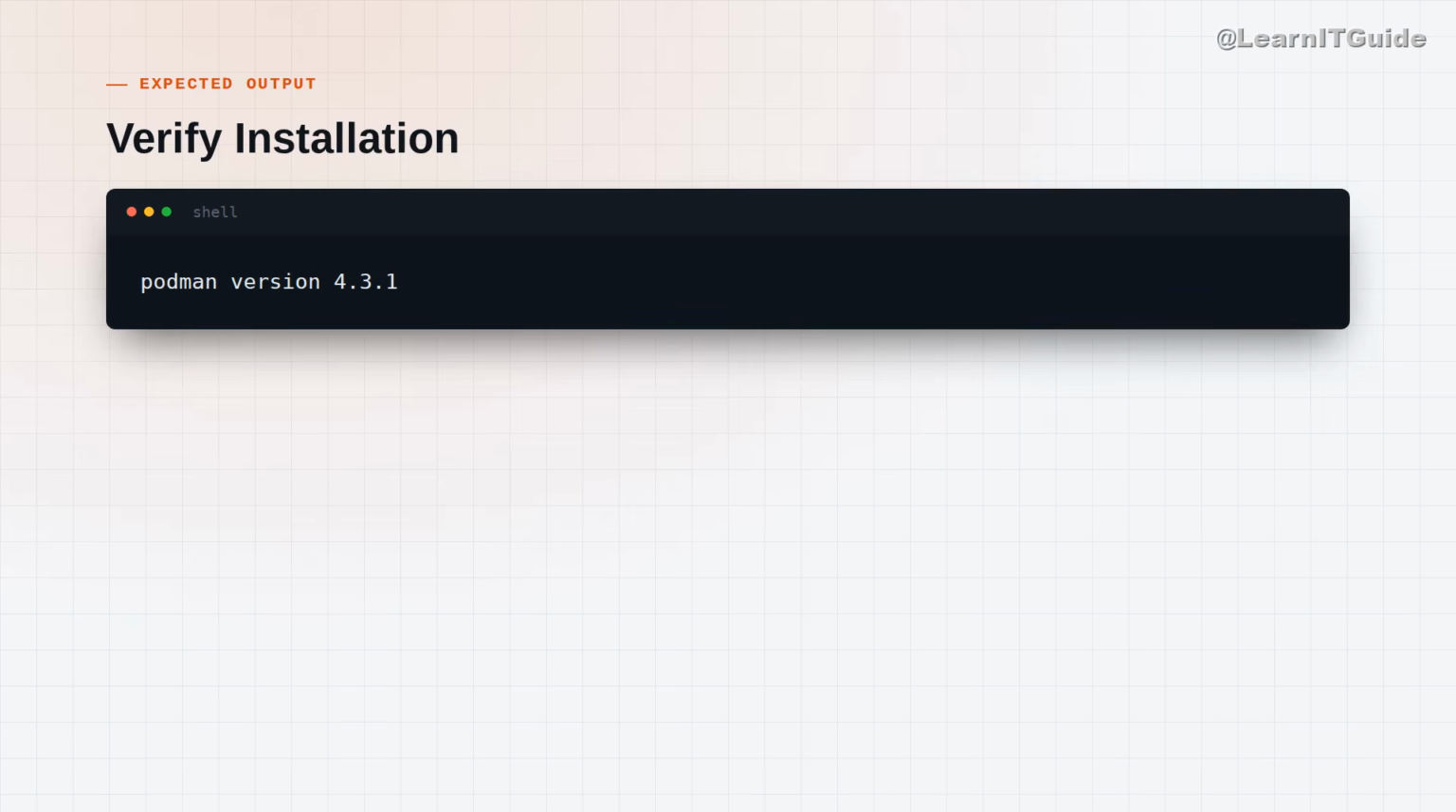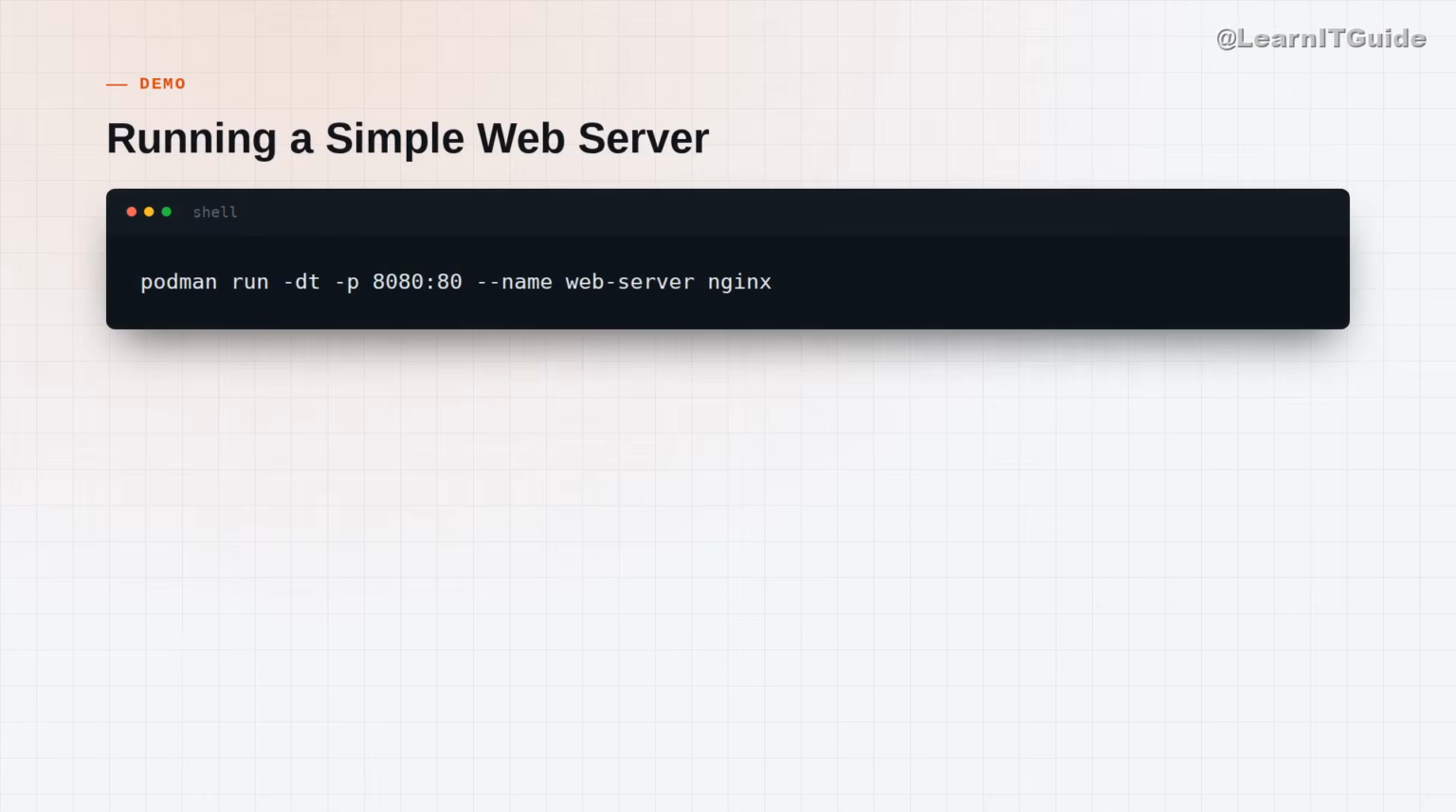Now that we have the tool, let us look at running our first container. Here, we start an Nginx container using Podman. We use the detach flag to run it in the background and the ports flag to map local port 8080 to the container's port 80. We also give it a name for easier management.